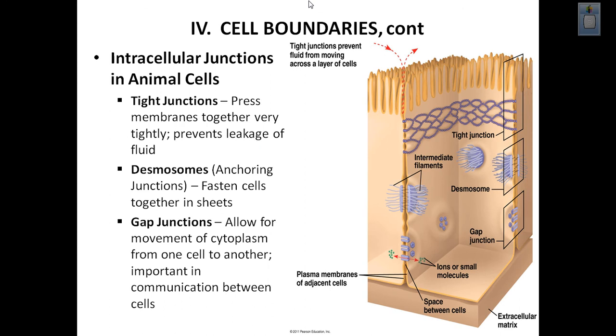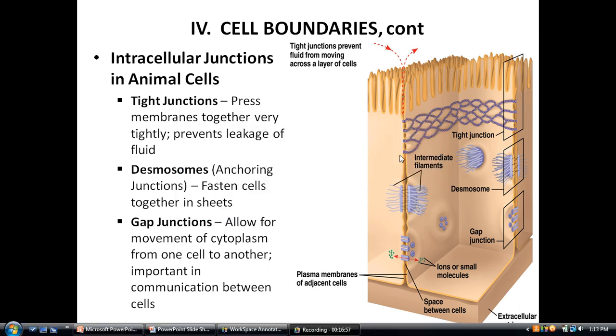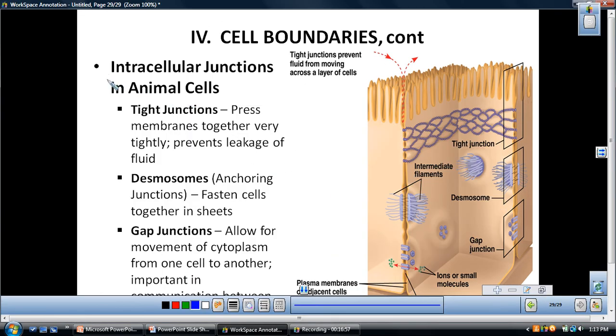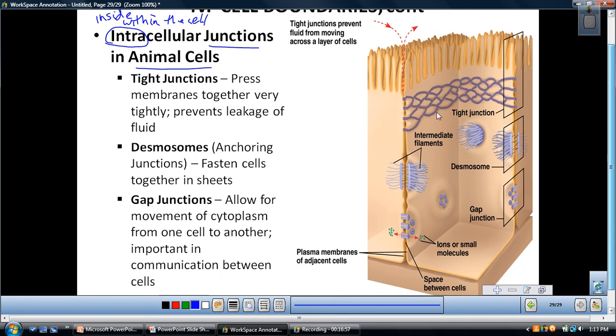Okay, the next slide, we're going to talk about some intercellular junctions. So let's look at this word. Intra means inside, or within the cell, and a junction is like a meeting, a joining. So these are also going to be in animal cells, so these are your cells and my cells, and we have different types of junctions between those.